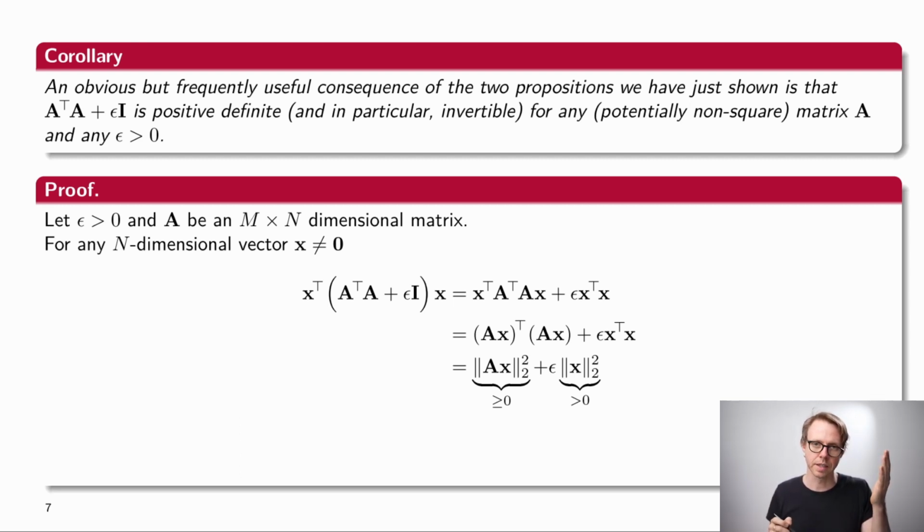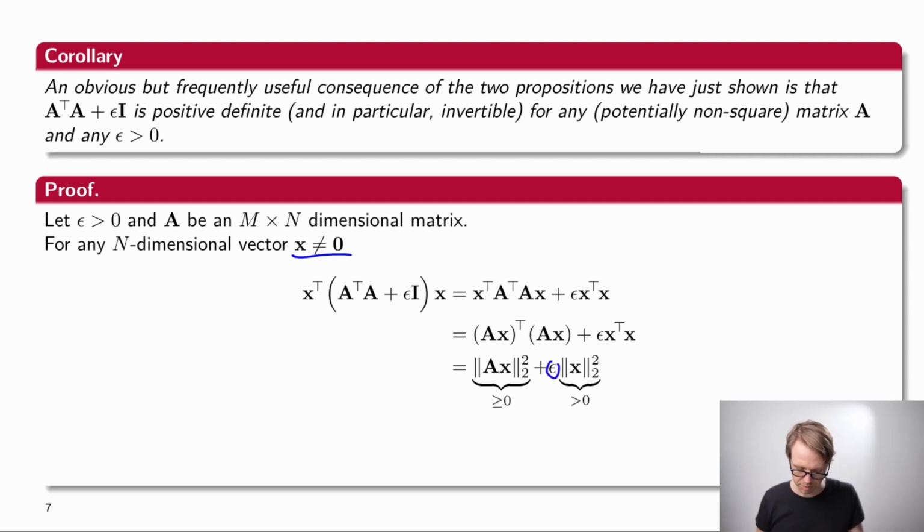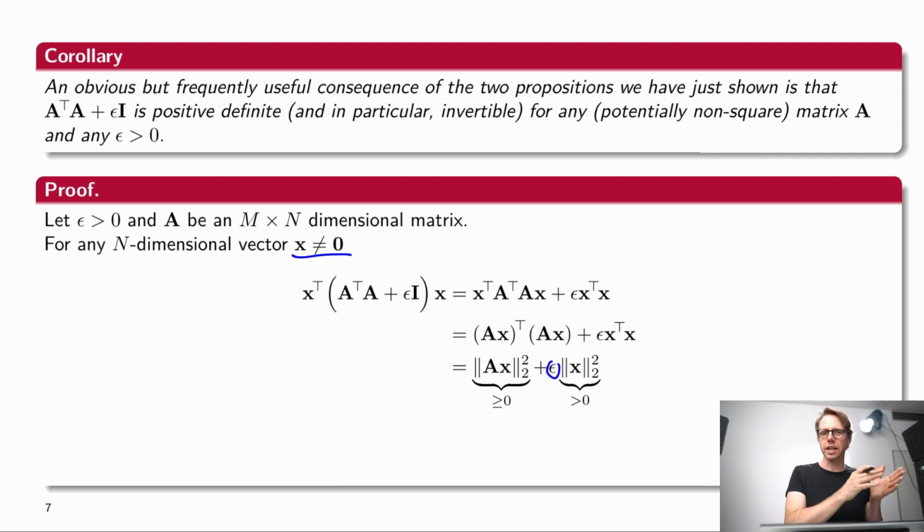Otherwise, it will be a non-zero vector that we're taking the norm of, so this will be larger than 0. So the norm squared of AX is larger or equal to 0, plus the norm of a non-zero vector, which is obviously larger than 0, times epsilon, which is a small positive constant. So we are again adding a non-negative constant to a positive constant. We get a positive constant.